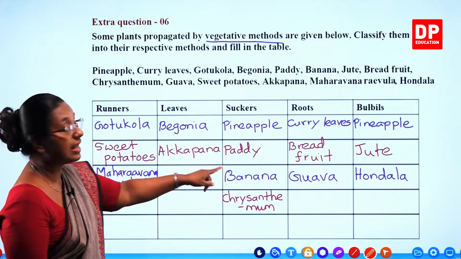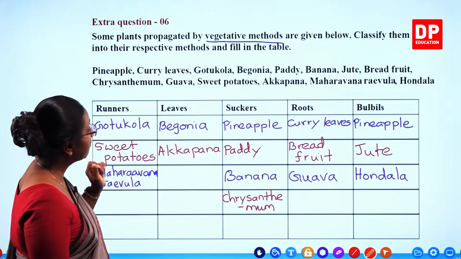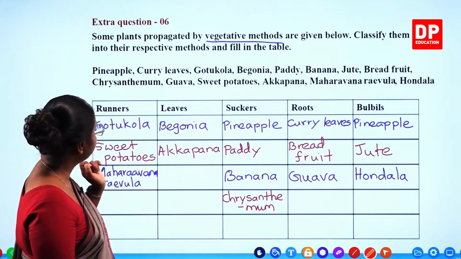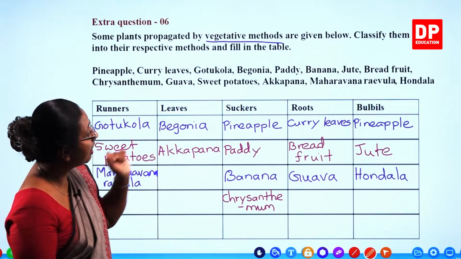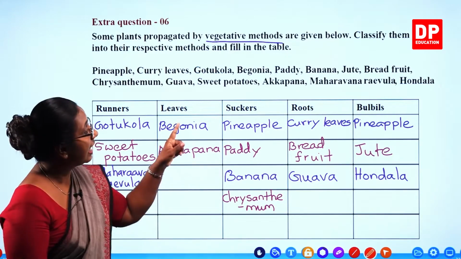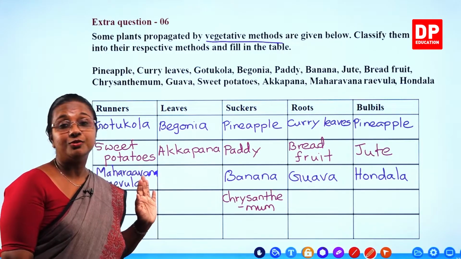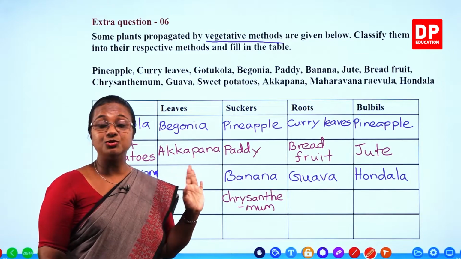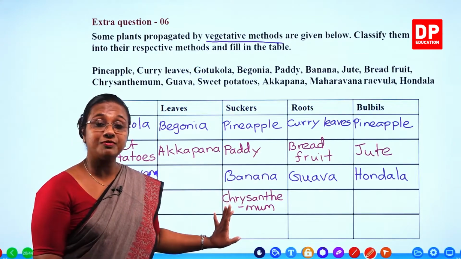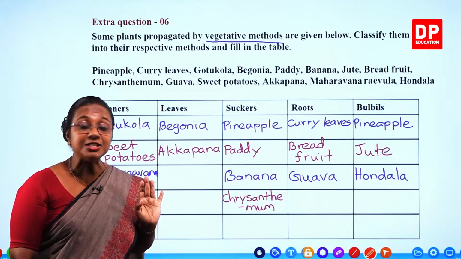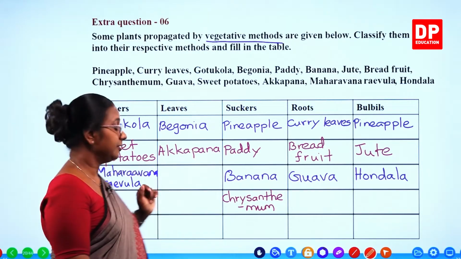Then we have breadfruit that by roots. Then we have chrysanthemum that again by suckers. Then we have guava, that is by roots. Then sweet potatoes, they are reproduced by runners. Then acapana by leaves. Maharavana raula, that again by runners. And finally, we have hondala, that is reproduced by bulbils. So, is that okay, students? I am sure you all were also able to classify all of these correctly. So, with that, now you all will remember most of the examples for the different types of natural vegetative propagation of plants. With that, I'm going to move on to the next question.